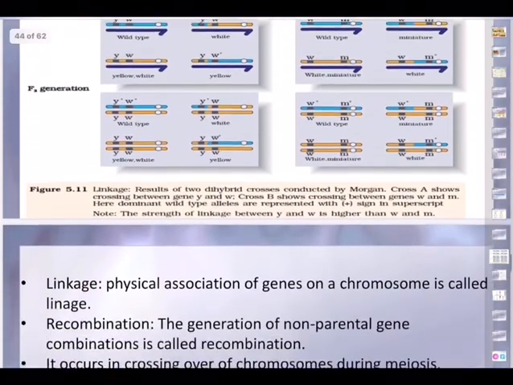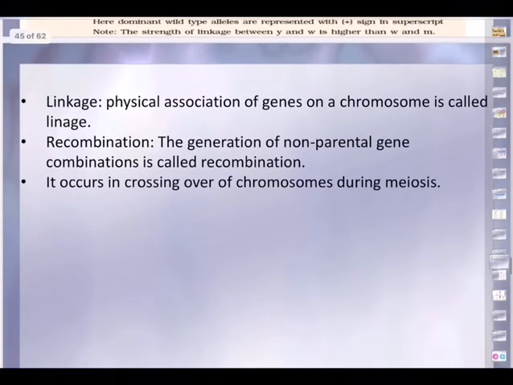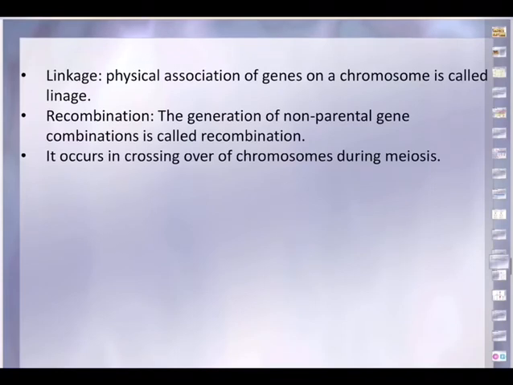Why is the strength between Y and W more? Because of the narrow gap. And why in W and M is the strength weak? Because in between W and M genes there is a lot of gap. That's why recombination is possible. So linkage is the physical association of genes on a chromosome. As we said, how much associated?